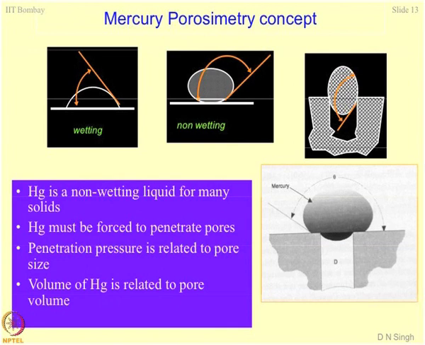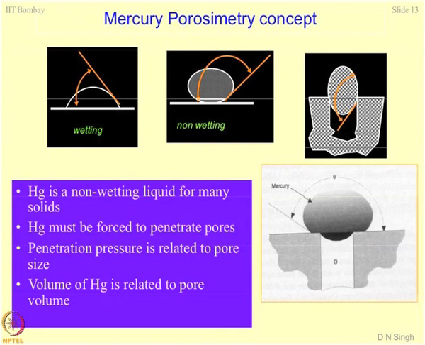So, the characteristics which you use are: mercury is a non-wetting fluid for many solids and it is forced to penetrate into the pores. And penetration pressure is related to the pore size. The amount of pressure which you are applying from outside and the pore size are correlated with each other. That means a certain pressure will take care of a certain pore size. So, I will show you a typical MIP result which will be self-explanatory and will show you how this type of analysis can be done and you can achieve some conclusive results.